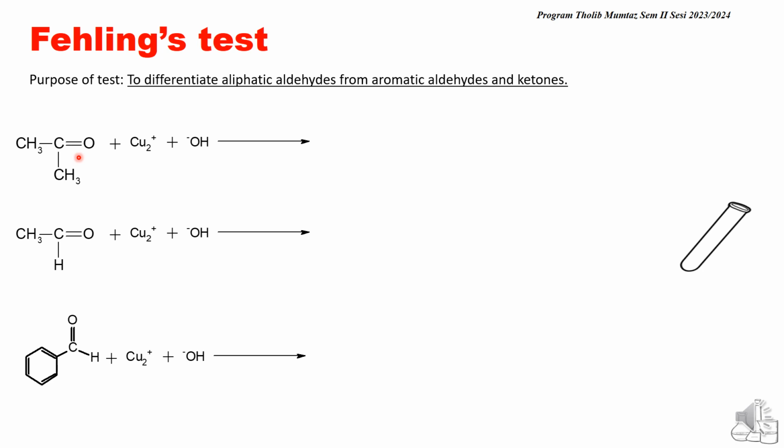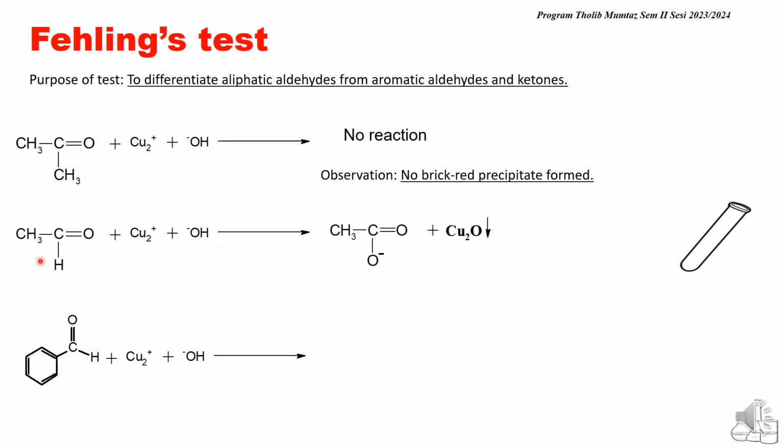So let's look at the first structure. You are given a ketone. Ketone with Fehling's test will have no reaction, and the observation will be no brick red precipitate formed. Next structure, you are given an aliphatic aldehyde. This will have a positive result with Fehling's test. Therefore, how to draw the product? Only the H part from the aldehyde will change into O negative. The C double bond O remains as it is. Your side product of Fehling's test is copper oxide, or Cu2O precipitate, which gives us the observation of brick red precipitate formed.